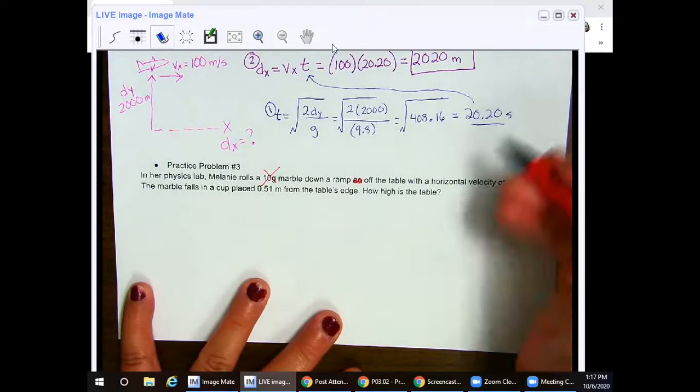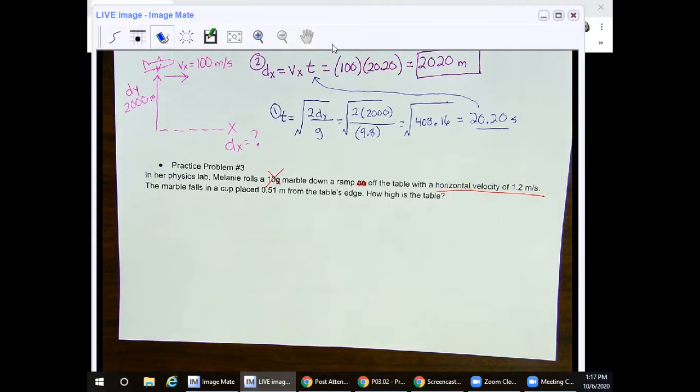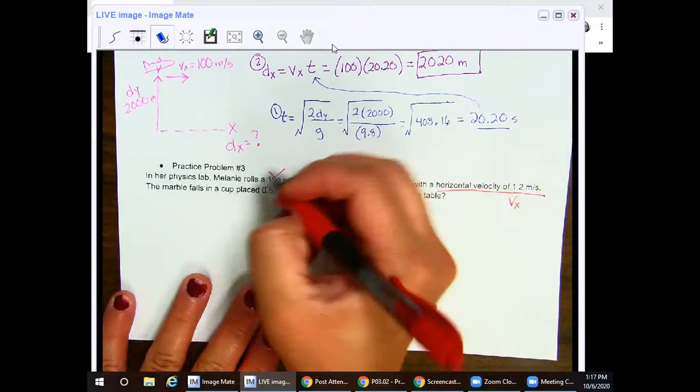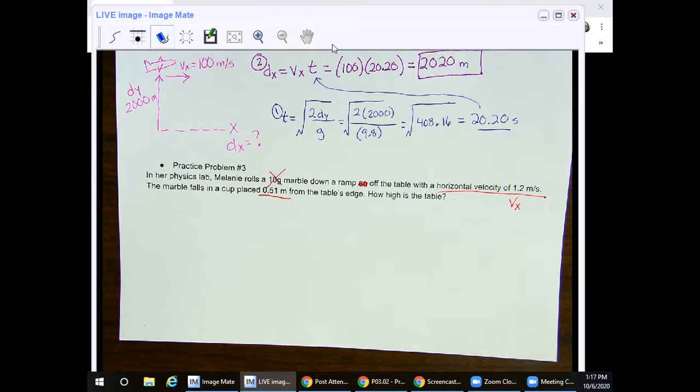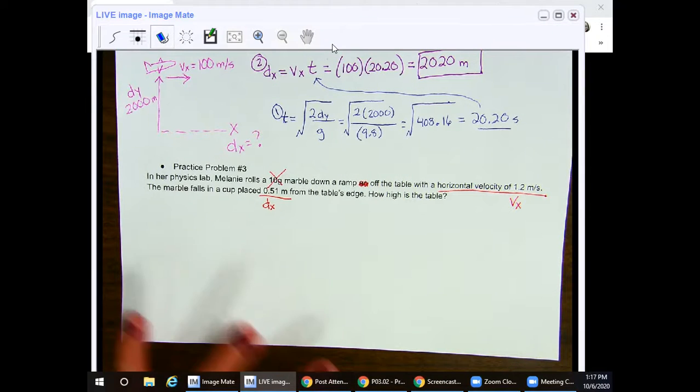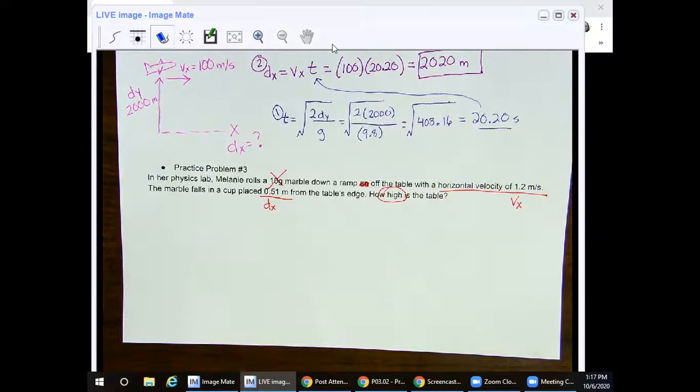We have a horizontal velocity of 1.2 meters per second. So is that my Vx or my Vy? Vx, because Vy is always 0. The marble falls in a cup placed 0.51 meters from the table's edge. So is that placed straight down or placed across? Across. Sorry, yes, across. So is that going to be my dx or my dy? Dx. Good job. I want to know how high the table is. So what am I looking for? Your dy. Good job.